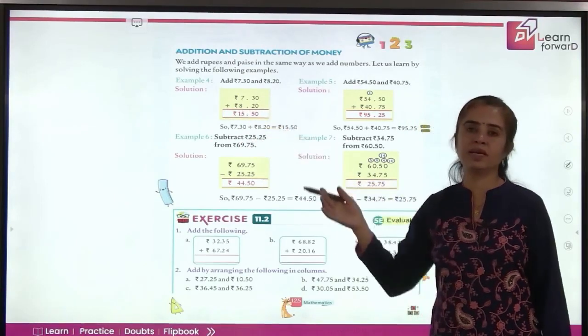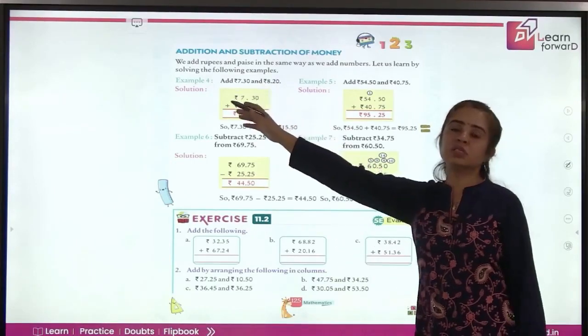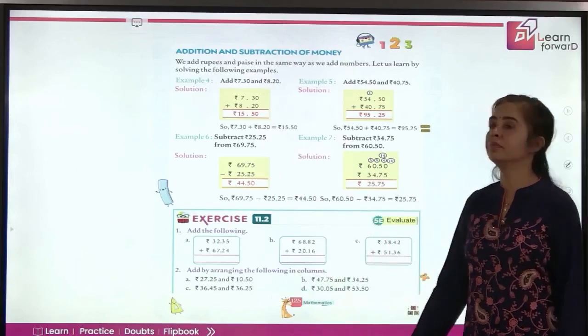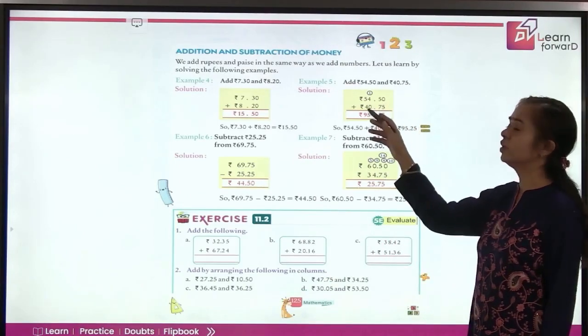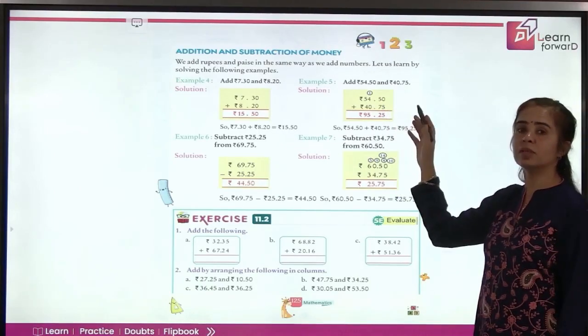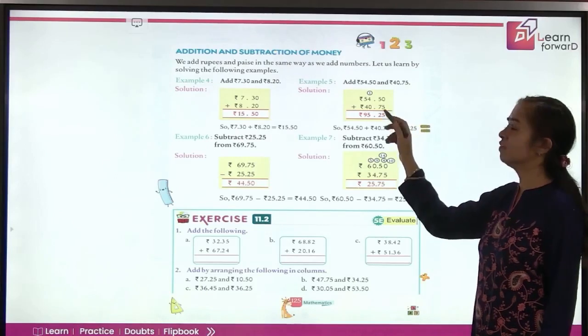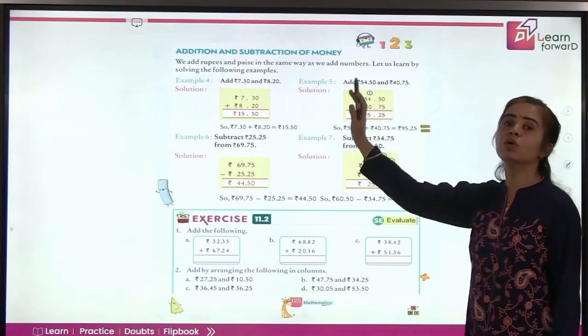Now do simple addition, children, and if there is any carryover, it will go just to the rupees column before decimal. Like here we have rupees 54.50 and rupees 40.75. We'll start adding from the rightmost side. 0 plus 5 is 5. 5 plus 7 is 12. So, carry 1 will go here.